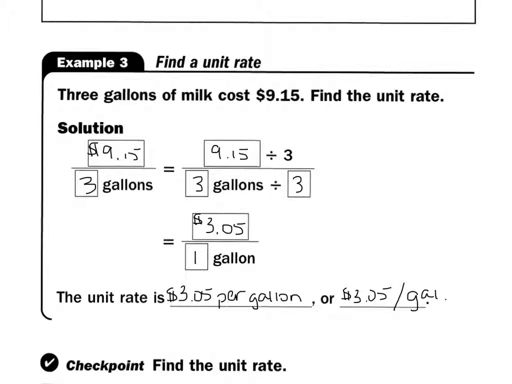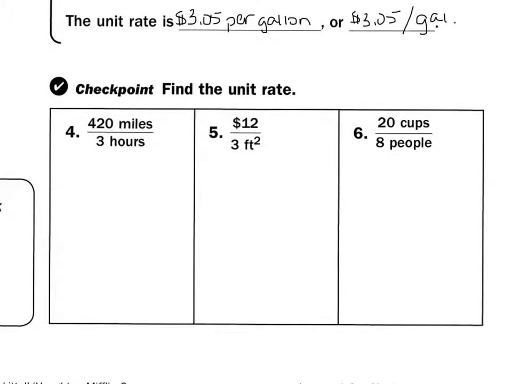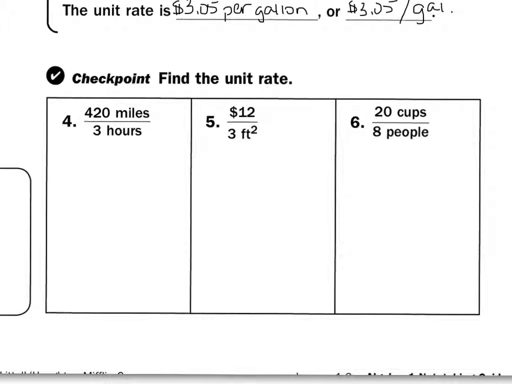Another probably simpler way of thinking of unit cost is to just think of it as a simple division problem, taking the top, divide it by the bottom, and getting your number, 3.05, and then putting it per gallon. You want to make sure you have your labels when you're doing unit rate. So let's look at the checkpoint and let's find the unit rates of these. Again, pause, try these on your own, check yourself.